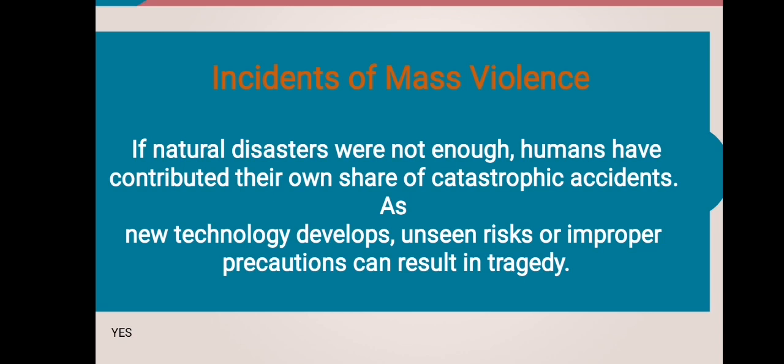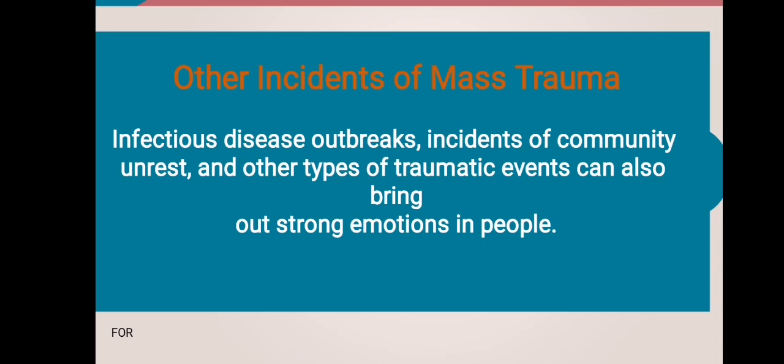For incidents of mass violence, if natural disasters were not enough, humans have contributed their own share of catastrophic accidents. As new technology develops, unseen risks or improper precaution can result in tragedy. Okay. Other incidents of mass trauma, infectious disease outbreaks, incidents of community unrest, and other types of traumatic events can also bring out strong emotions in people, like the COVID pandemic.